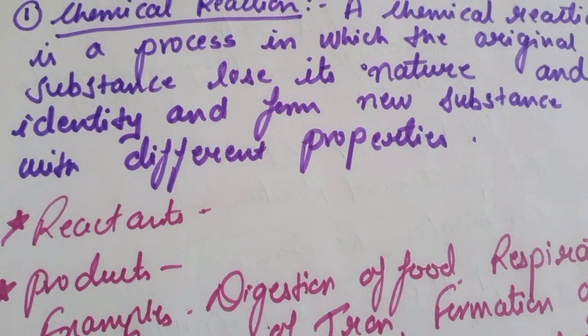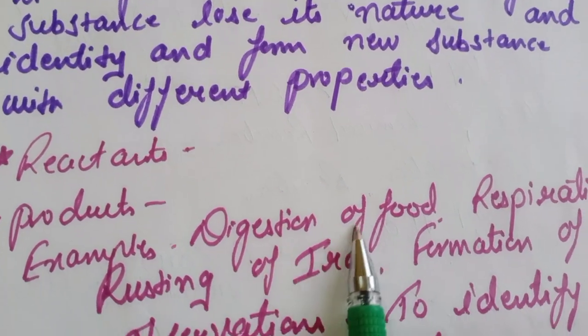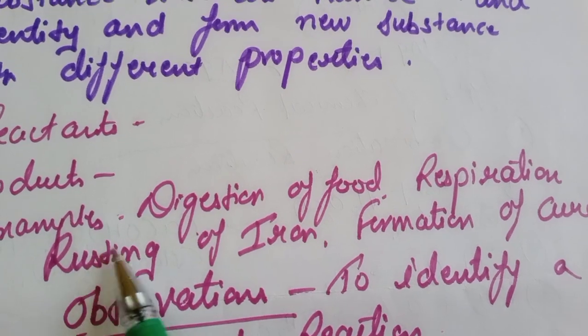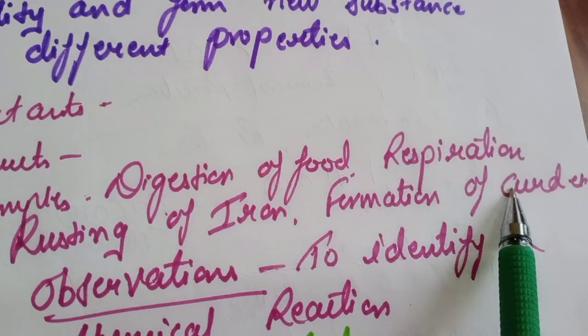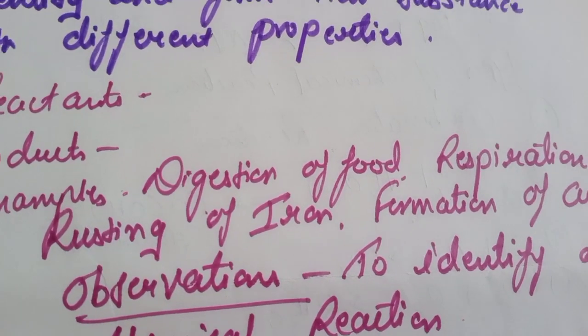So there are many chemical reactions. Let us take a few examples: digestion of food, respiration, rusting of iron, formation of curds, etc.